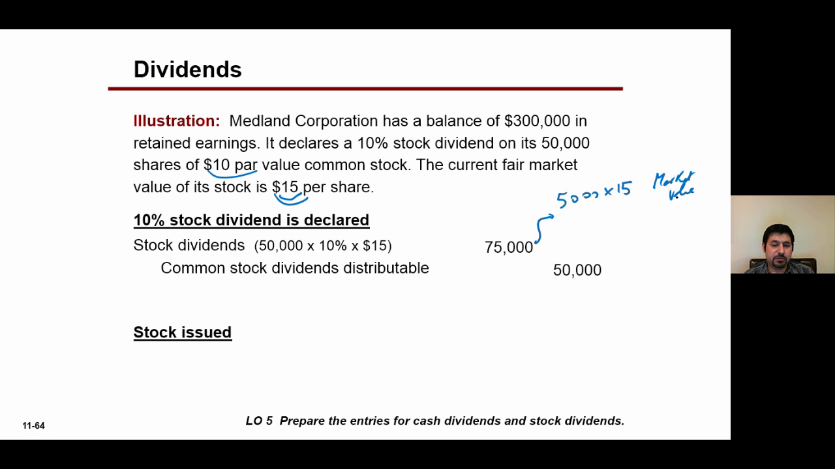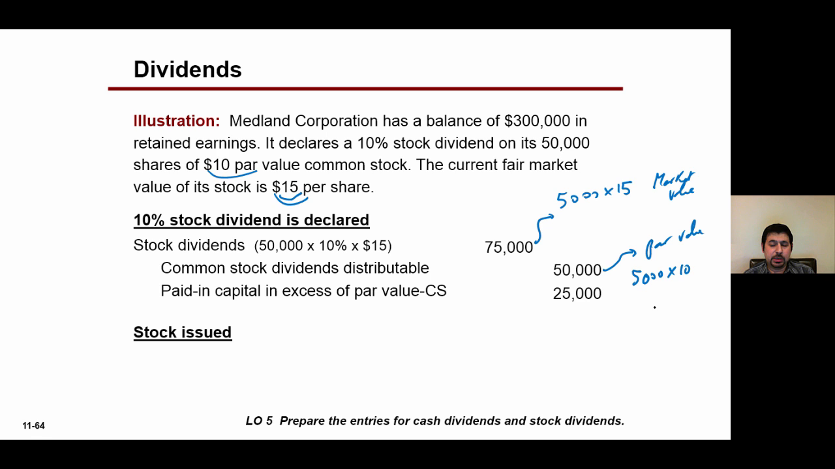Now, the common stock dividends distributable will be like common stocks at par value. So in this case, it is 5,000 shares multiplied by $10 par value, and the difference between the two will be credited to paid-in capital in excess of par value.